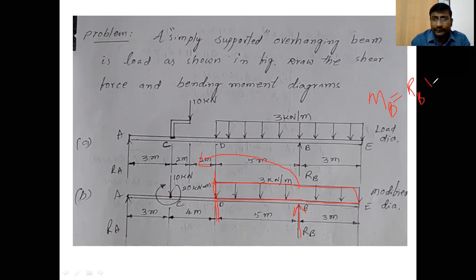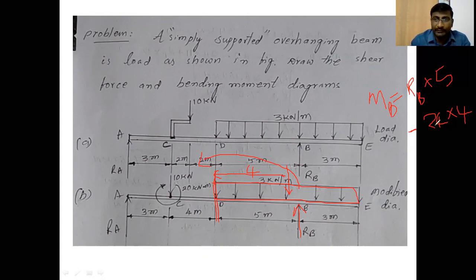meters, which is positive, minus the moment due to the UDL, which is in clockwise direction. That's why I'm taking the negative. Total load is 3 into 8 meters distance, which is 24. The 24 kilonewtons load acts at the center of the UDL. The center of the UDL means from point D, the distance is how much? Total 8 meters, so this is 4 meters. So 24 into 4 is the moment developed due to the UDL at point D.